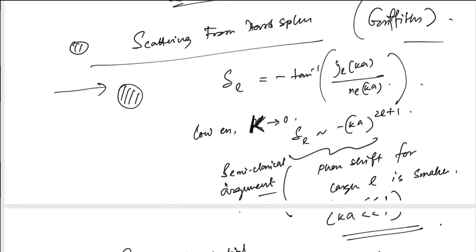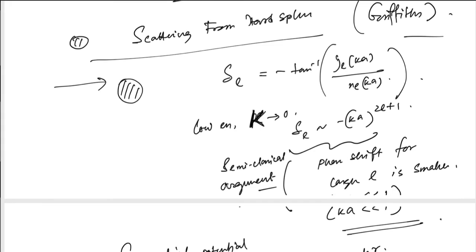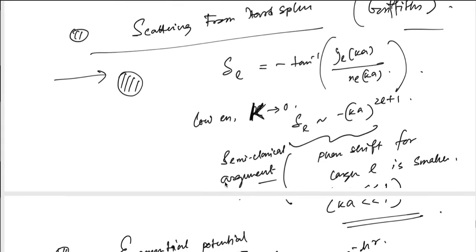But there are some interesting things to notice from this problem. When you are at low energy, that means the wave number goes to 0, then in that limit delta_L goes as minus (Ka) to the power 2L plus 1, and that is very easy to connect with the semi-classical argument we made. It tells you that for large L, the phase shift is smaller. You can also see it from the previous expression, but that expression is not one you can stare at and interpret intuitively. That's why I took this limit and wrote it in this form, such that I can stare and interpret.